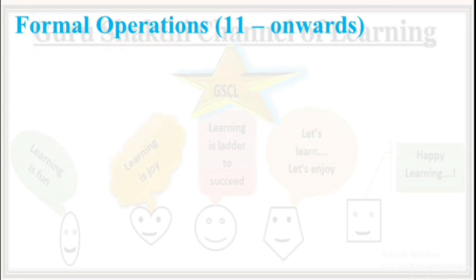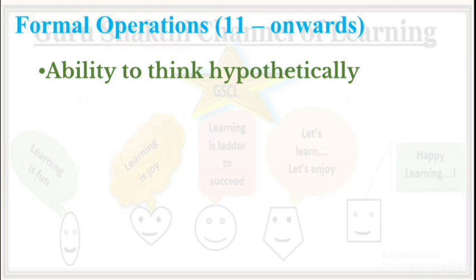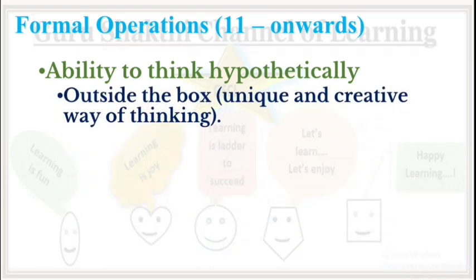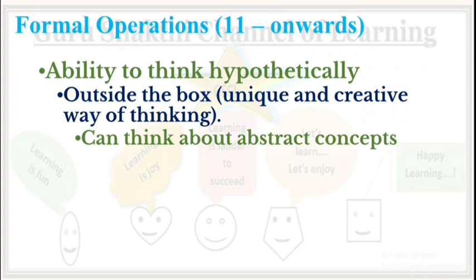Formal operations. This is the final stage wherein you can notice the ability to think hypothetically. They are able to gauge the possibilities that might emerge in future. They think outside the box, or you can also say they develop their own unique and creative way of thinking in order to solve issues. They can think about abstract concepts. They don't need any concrete objects to understand.